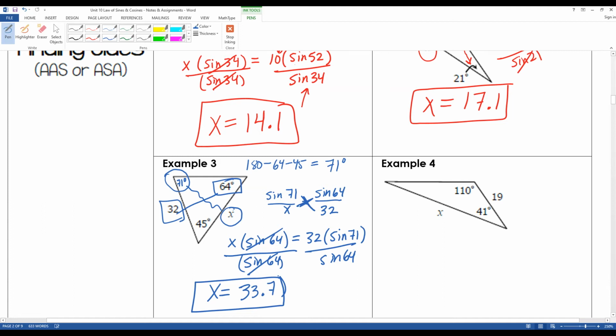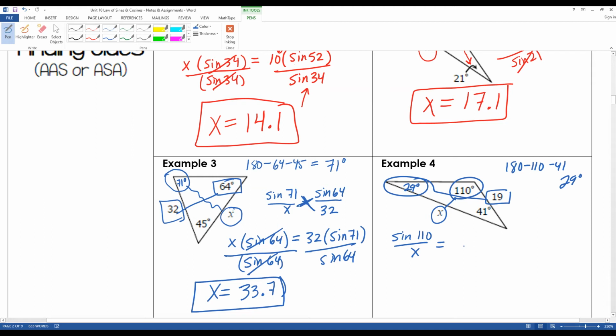All right, example 4. Let's see. I'm looking for x, and I have the angle that goes with it. So sine of 110 over x equals, I have side 19. It looks like I need the angle that goes with it. So we'll just do 180 minus 110 minus 41 to give me that angle, which I think is 29 degrees.